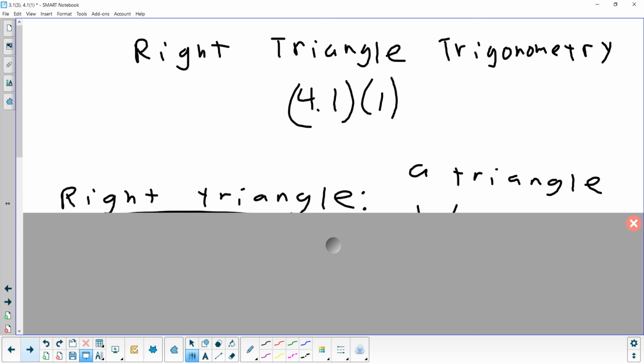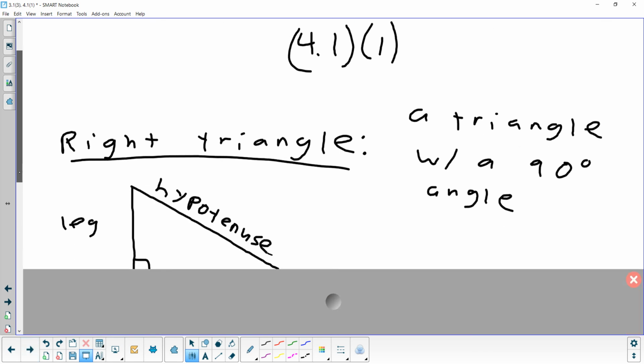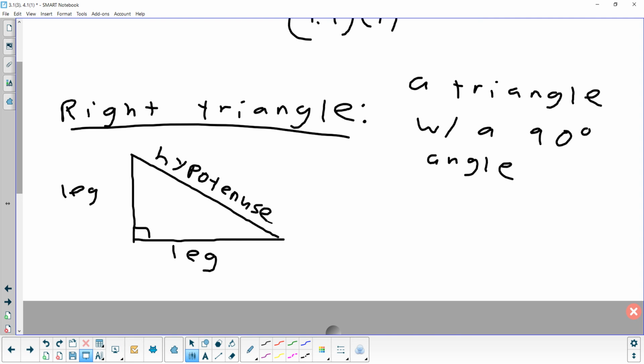Pete? Triangle with a right angle in it. Okay, it has a right angle. What's a right angle? 90 degrees. What do we call the side that's across from a 90-degree angle? It's the longest side. James? Hypotenuse. And what do we call the two shorter sides that are not the hypotenuse? Yep, the legs. So there's a diagram of everything that both of you just said. Triangle with a 90-degree angle. Hypotenuse is the longest side. The two shorter sides are the legs.